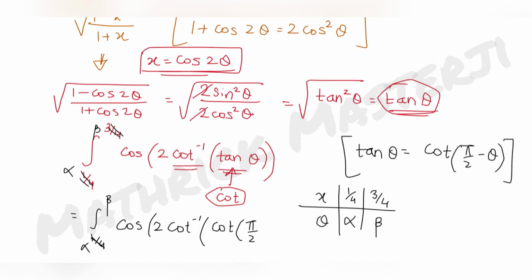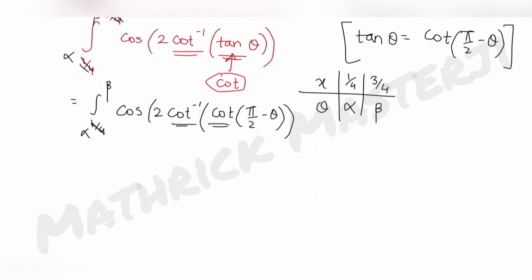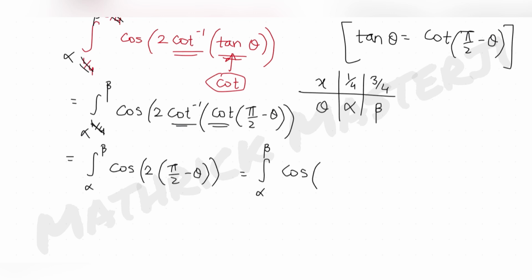And cot inverse of cot will basically cancel this cot, and you will be just left with 2 multiplied with 90 minus theta. So limits become alpha to beta cos of 2 into 90 minus theta. So you get from here limits turning to become alpha to beta cos of 2 into 90, which is pi minus 2 theta, and cos of 180 minus 2 theta.